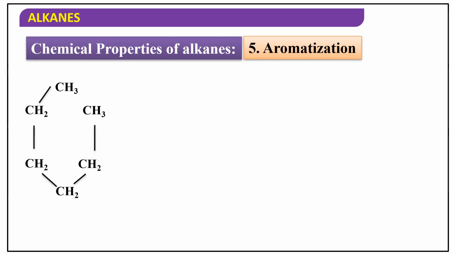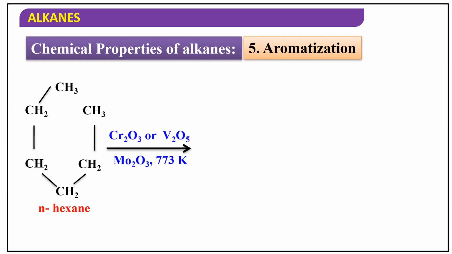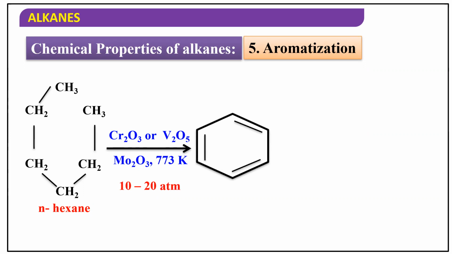So this is N-hexane. When N-hexane reacts with our catalysts, chromium oxide or vanadium oxide or molybdenum oxide at 773 Kelvin. Now you can see we have written hexane in a different way. The reason is just so that you can relate to the final product, and you can clearly see how the final product would be. The final product is nothing but benzene. Benzene is C6H6.